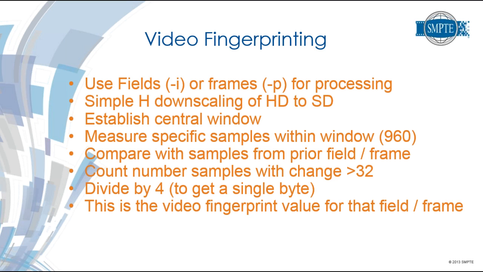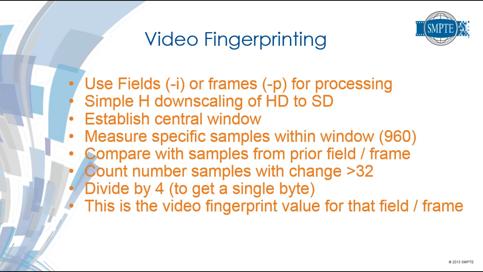We then measure 960 specific samples from within that window. And the samples, you'll see shortly, have been selected so that as we use different picture formats, these samples tend to fall in collocated spots. So when we downscale our HD picture to SD, and we then have an SD version of the HD program coming in, we still have a way to map the one picture onto the other to be sure we're establishing the same fingerprints. And then we compare it with samples from the prior field or frame.